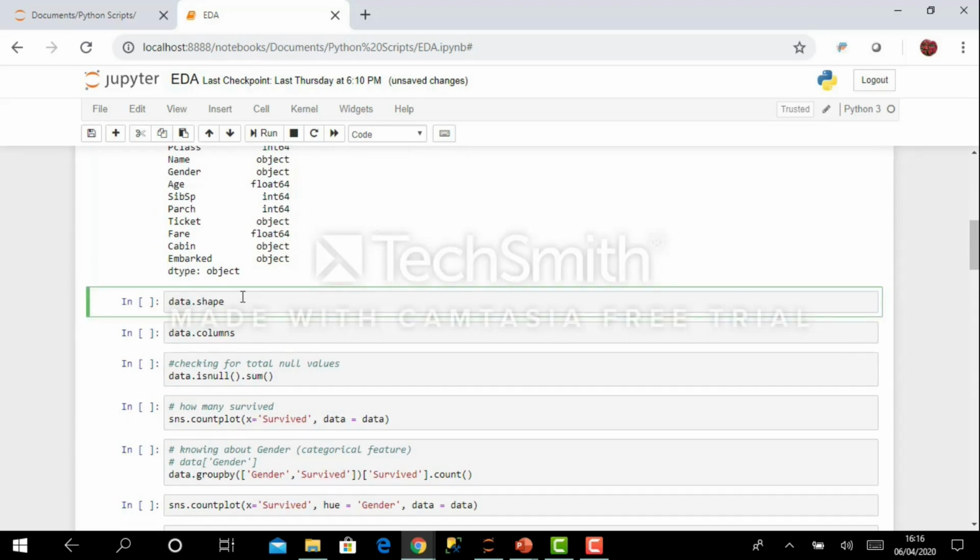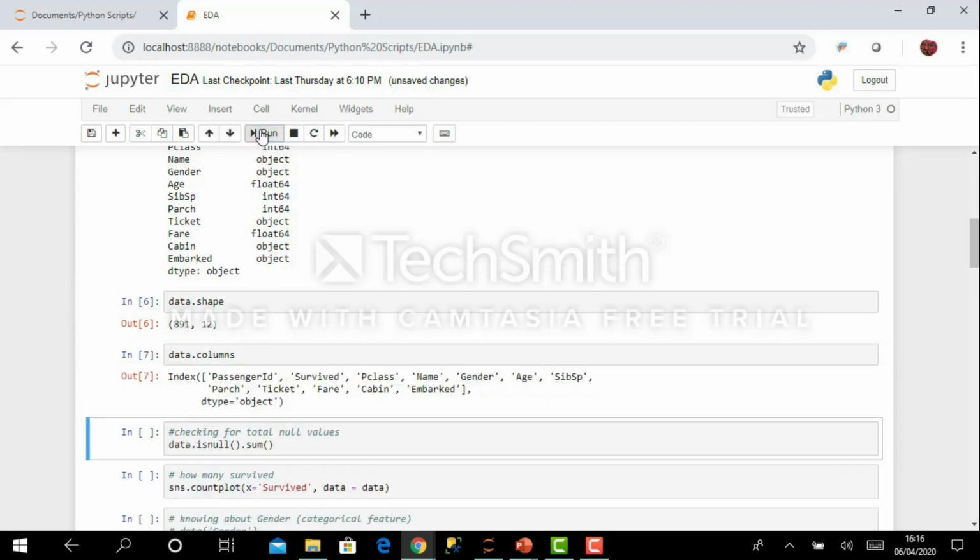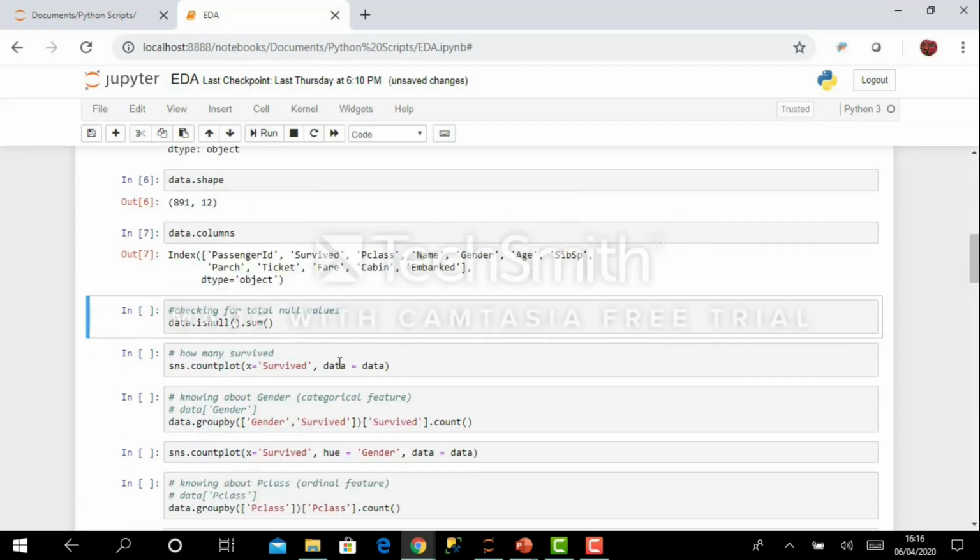Then the next one is data.shape. Let us execute. This gives you the number of rows and columns, so from this you can understand that there are 891 rows and 12 columns. The next one is data.columns, which again gives you the list of columns present in the data set. So these are a few of the functions that give us summary information about the columns present in the data set.